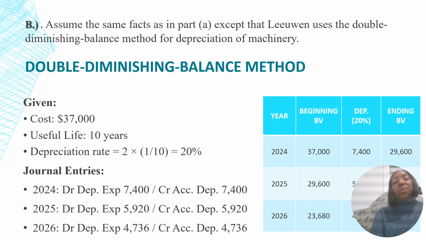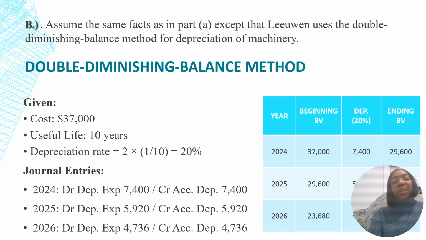We'll move over to the double diminishing balance method. Now, let's look at the double diminishing balance method, which accelerates depreciation. The rate is 2 times 1 over 10, which is 20%. In 2024, $37,000 times 20% equals $7,400.